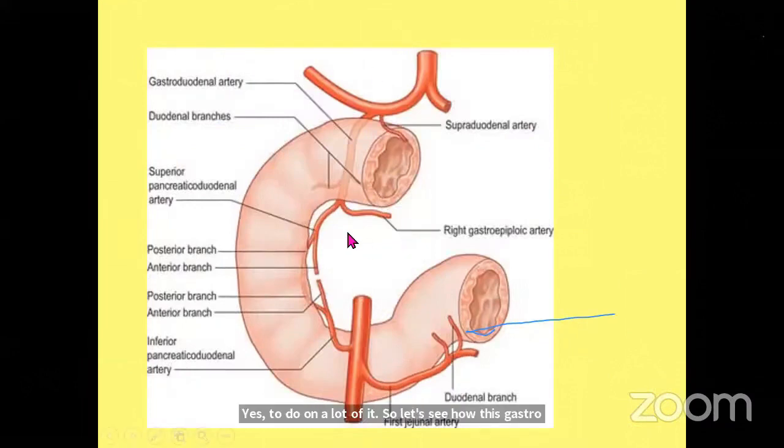You can see the relation. This is the first part of duodenum, second part of duodenum, third part, and the fourth part. So which of the arteries is lying behind the first part, and which of the arteries is lying anterior to the third part? Can someone say which artery is lying behind the first part? Name the artery lying behind the first part of duodenum. That is a question which is asked. It is the gastroduodenal artery.